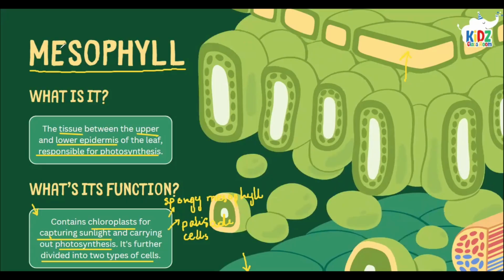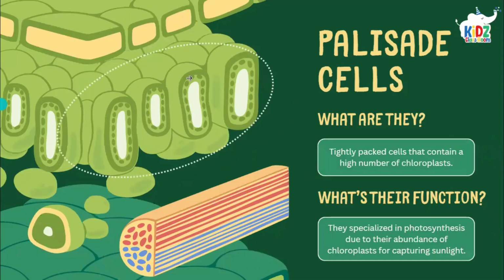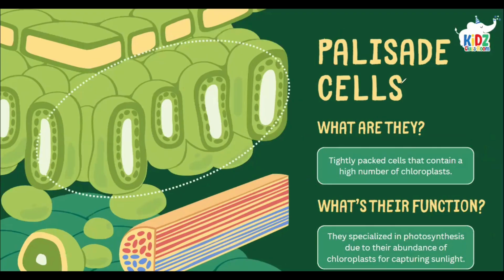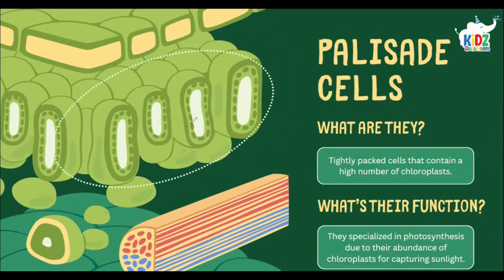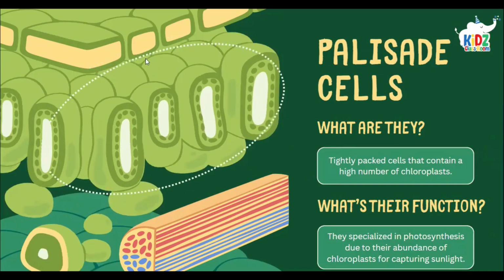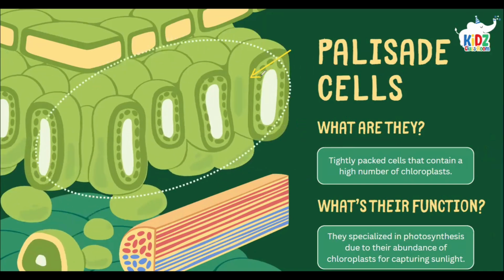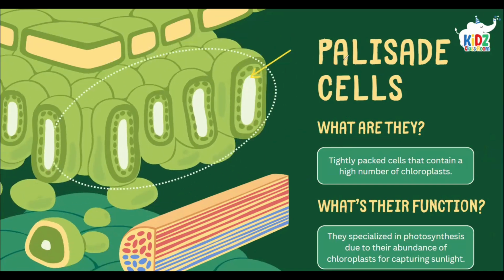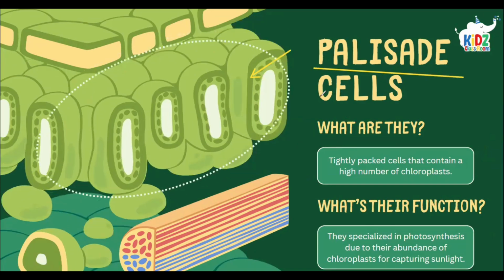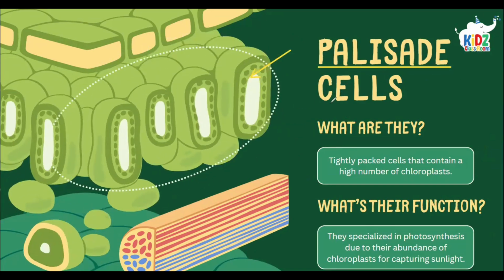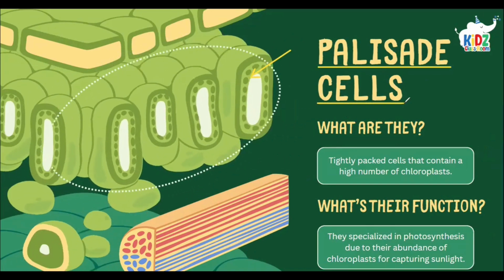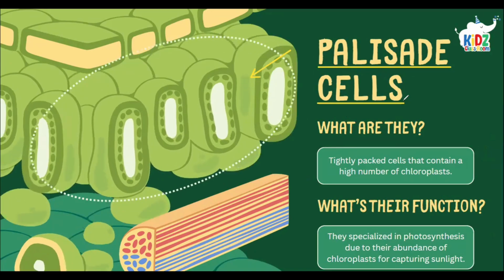So let's move on. Okay, so let's talk about palisade cells. What are palisade cells? Well, palisade cells are located in the upper part of the mesophyll. As we discussed before, mesophyll is divided into two parts: palisade cells and spongy mesophyll. So the upper part of mesophyll contains palisade cells.